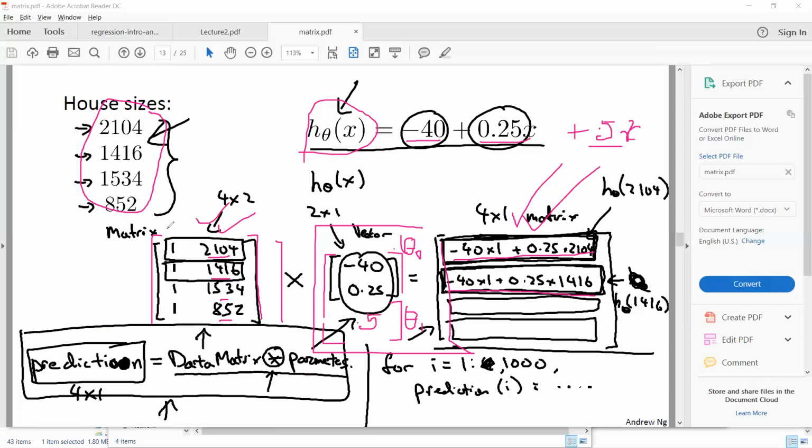This is your x raised to the power 0. This is your x to the power 1. What will happen here now? It will be x square. Exactly. You'll write x square here. So it will be 2104 square, 1416 square, this guy.